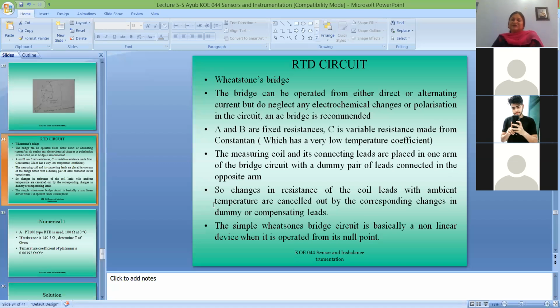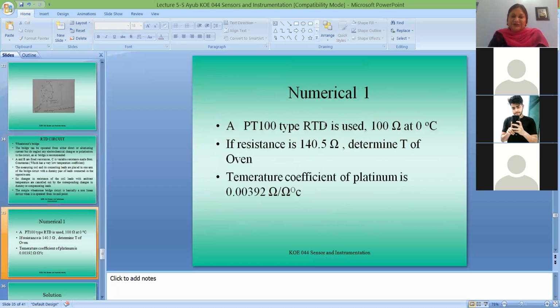So changes in resistance of the coil leads with ambient temperature are cancelled out by corresponding changes in dummy and compensating leads. And now your output is proportional to the coil resistance, and that means it is proportional to the temperature which is applied to the RTD coil. So we'll see one example.